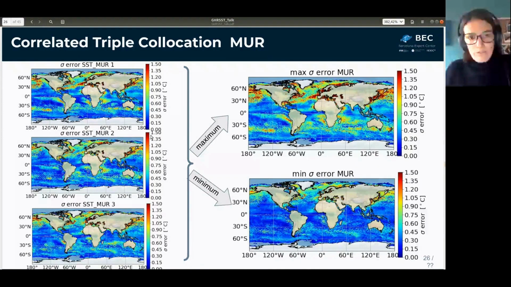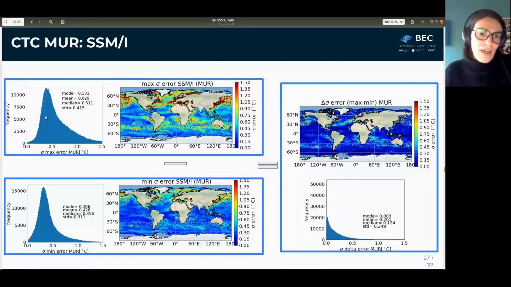From these maps, we compute a map with the maximum error. I mean, in every pixel, we take the maximum error and the minimum. And by comparing these 2 maps, by making the difference, we are going to be able to have the quality of the estimations, which is that. So here you have the same map as before, but on the left you have the probability density function, and this will give us an indicator of the uncertainty of the uncertainty.